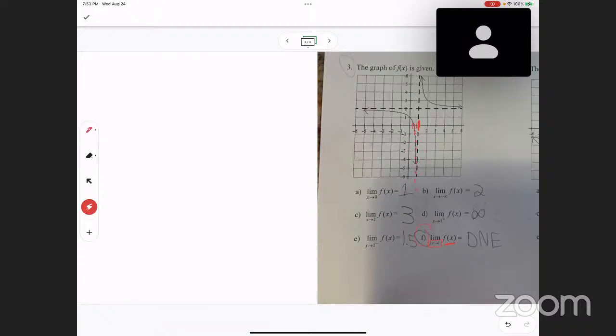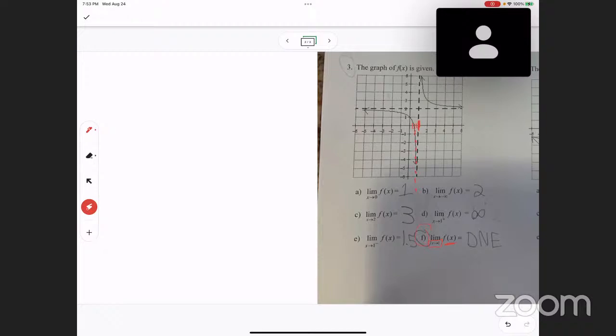It's like decreasing towards negative infinity. That's right. And when I'm on the right side of it, what's happening to the y value as I get closer to 1? As I go toward 1 on the right side of it, what's happening to the x value or the y value? It's getting bigger and bigger and bigger, right?